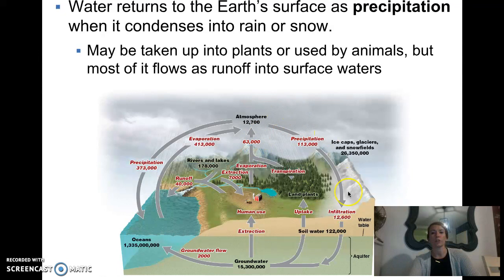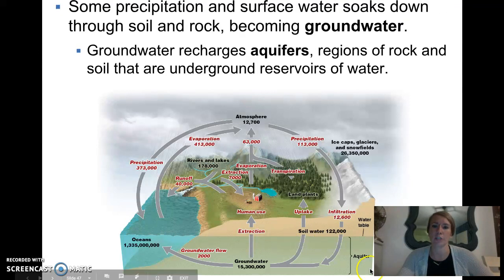It's returned to the Earth's surface as precipitation through rain or snow. And then when it's returned to the Earth's surface, it can be taken up by plants or used by animals, but most of it flows as runoff into surface waters. So this is, again, where a watershed is coming from. So some precipitation in surface water soaks down through soil and rock. So it soaks all the way down. It becomes groundwater. Groundwater is all the water that's underneath in the soil and the rock.